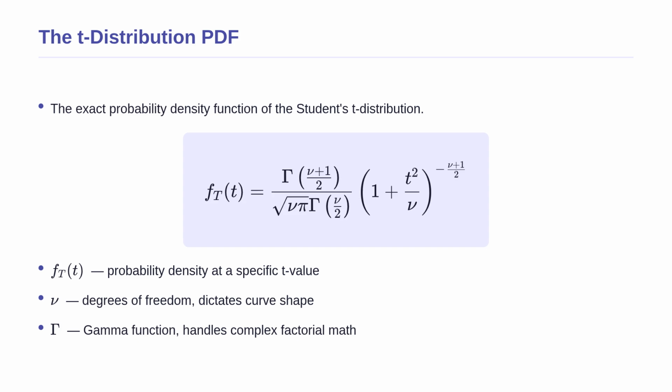The symbol gamma is the gamma function, which handles the complex factorial math required to keep the total area under the curve equal to exactly 1. Notice there is no exponential number e. As the value of t moves further from 0, the term inside the parentheses grows, causing the overall density to drop, creating the tails. As degrees of freedom increases, this morphs back into the normal bell curve.